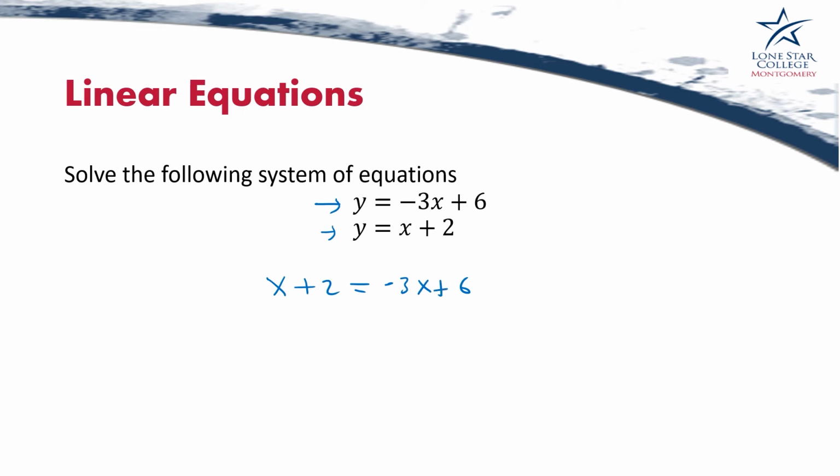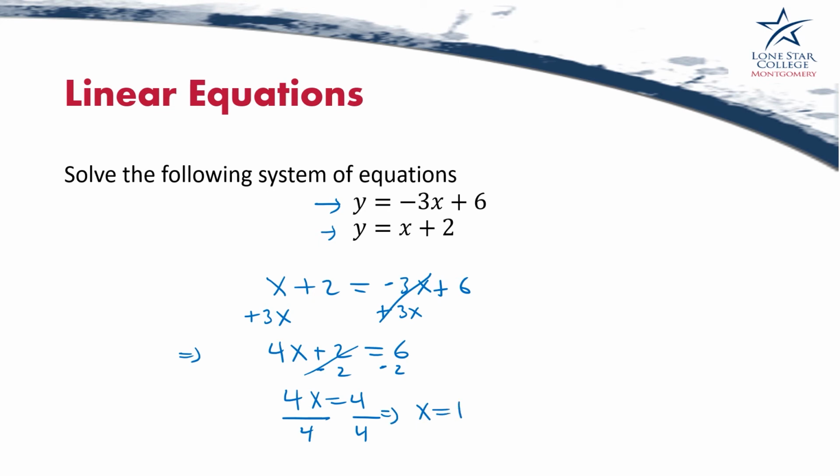So first thing we do is, let's bring the -3x over to the left side. So we add 3x to both sides, that cancels that. 3x plus x is 4x, plus 2 is equal to 6. To get x by itself, we subtract 2 from both sides. So 4x is equal to 4. And then the last thing we do is divide by 4.